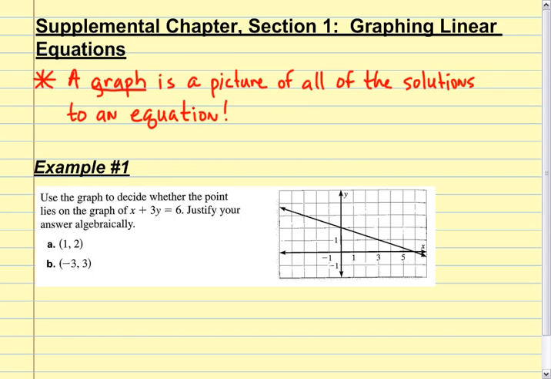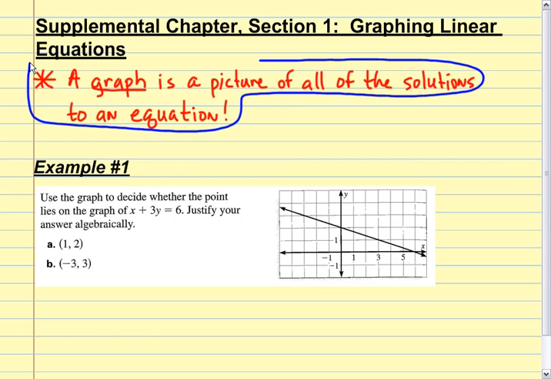Okay. Now I didn't know what to call it, so I just said the supplemental chapter section 1 because it's easy to type it and I didn't really care. But what we're doing is we're going to graph linear equations. This is something that you should write down. This is something that's important and true and something that you need to keep in mind.